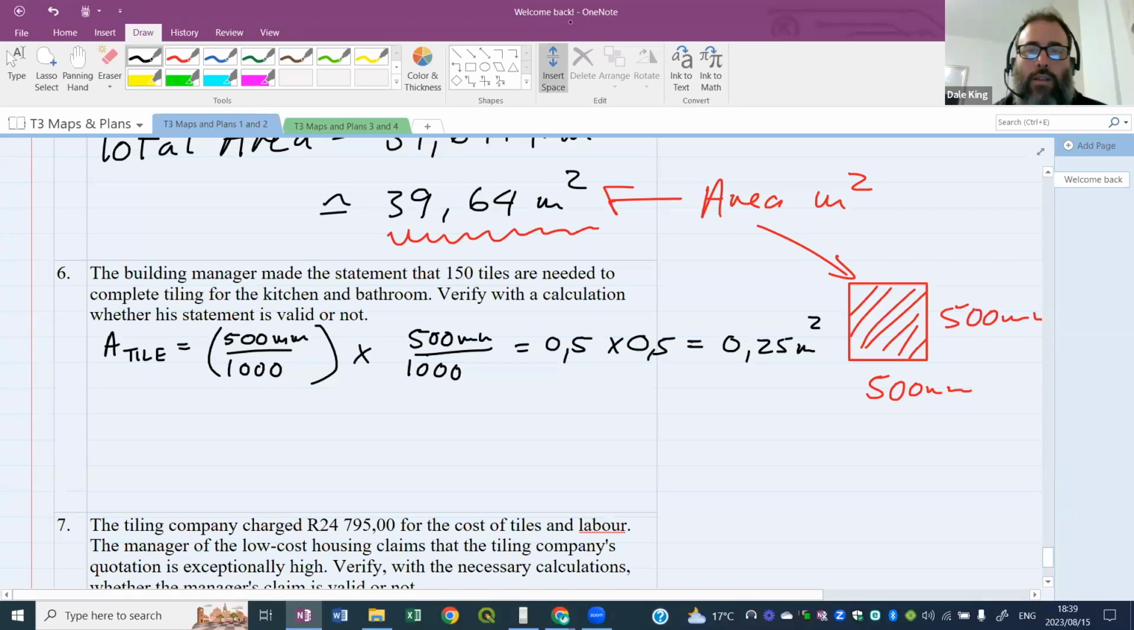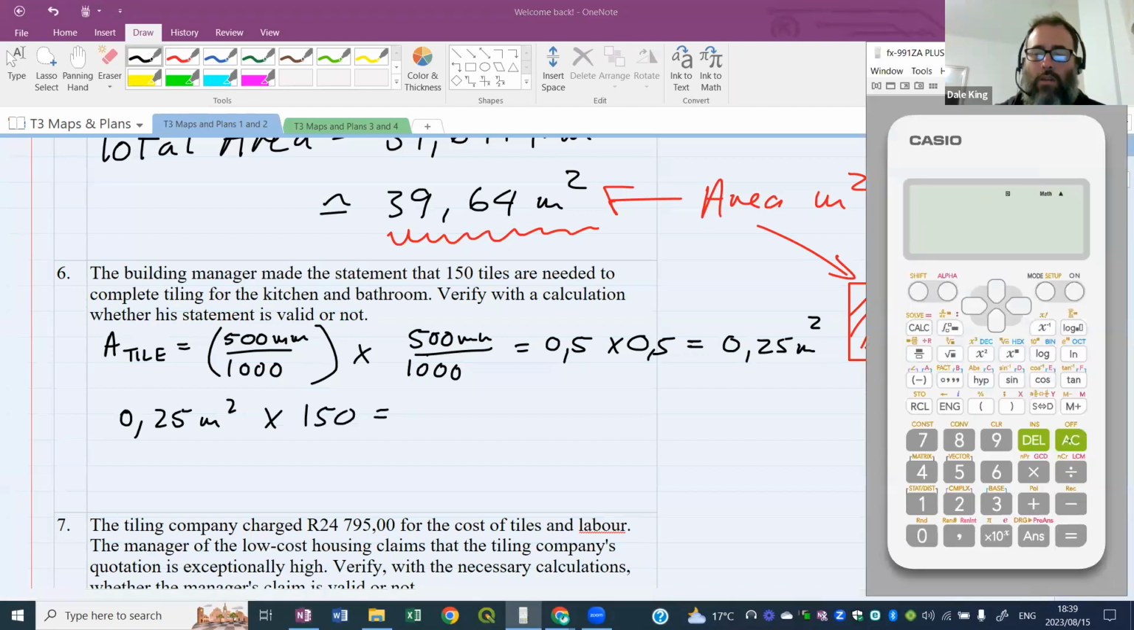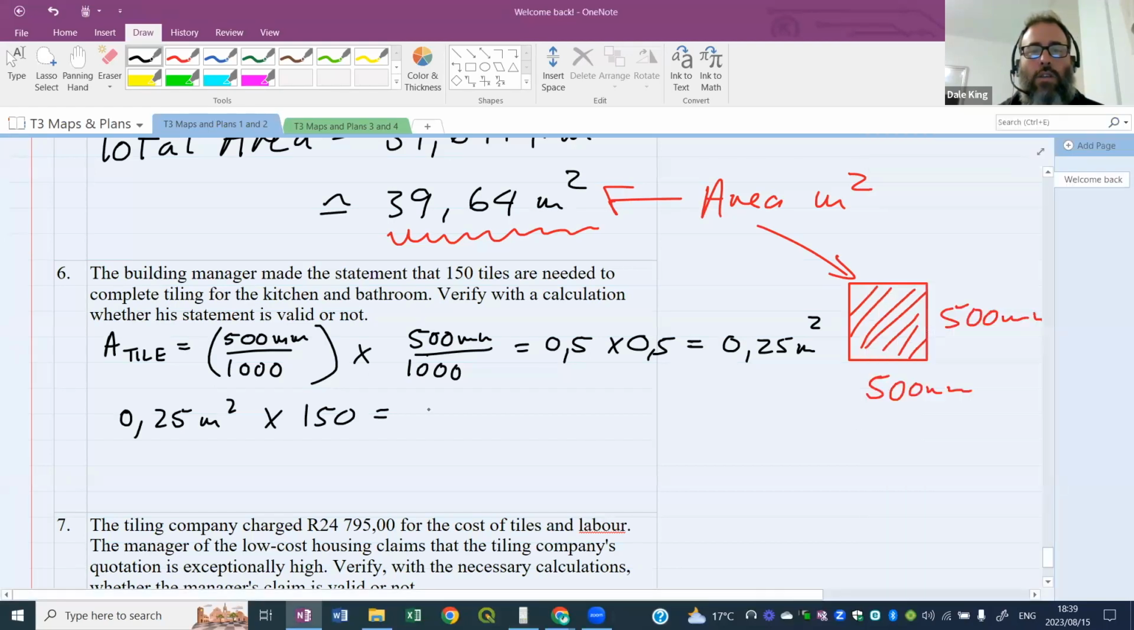Oh, there's Ben. Ben's on a mission tonight. Yes, Ben, you times it by 150. So we're going to times this by 150. I'm sure you were going to say the same thing. We times this by 150 to see what area we get, because the guy says you need 150 of these things. So 0.25 times 150, and we get 37.5 square meters. So verify with calculation whether this statement is valid or not.